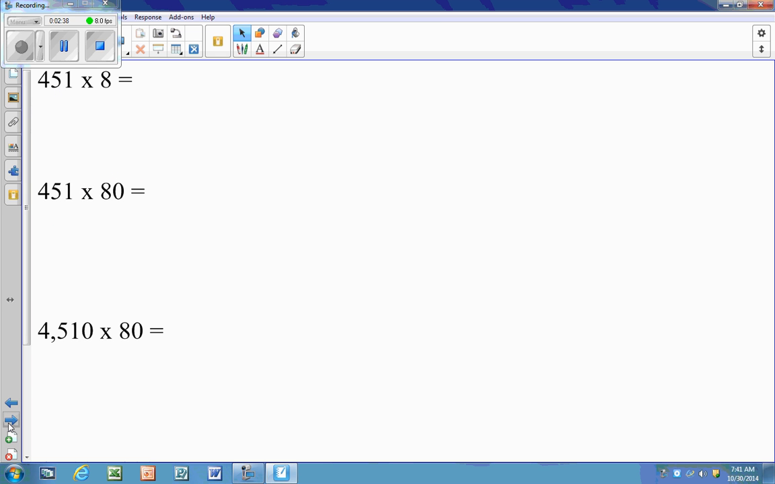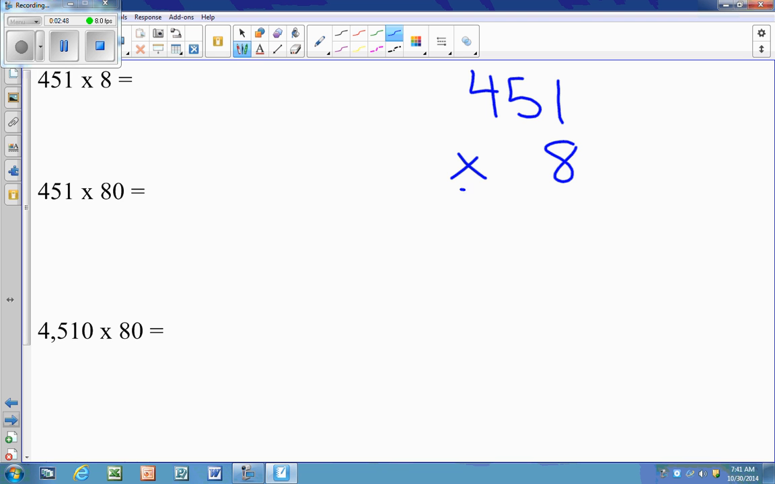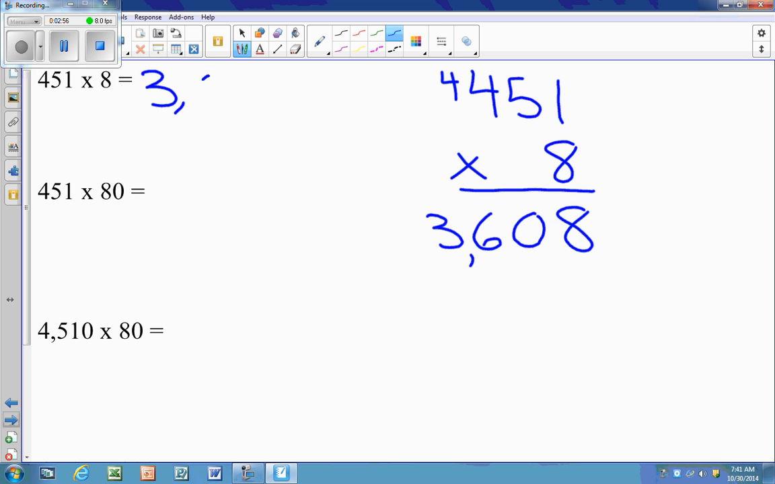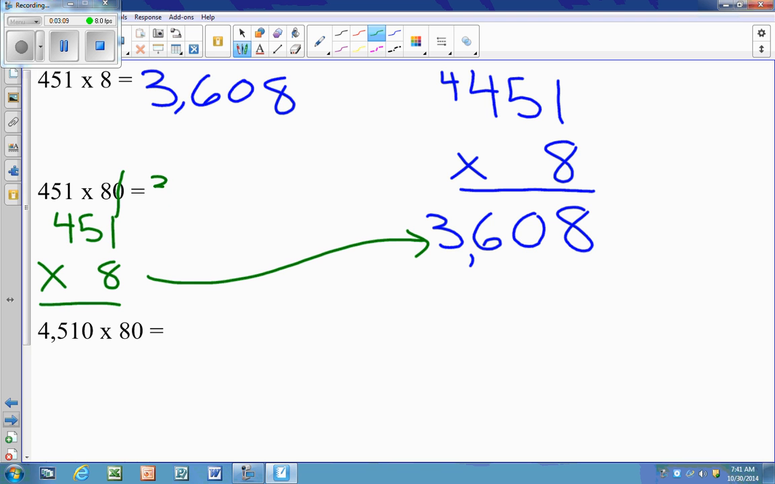Now we're getting into more of the zeros, but with larger numbers, and it works the same exact way. So 451 times 8 is not easy for me to do in my head, so I use my multiplication that I've learned. And I have the fact right here of 3,608. So now I go to the next problem. I cross out my zero, and I notice that my fact is once again 451 times 8. So since I already have the answer to that, I can write that down and then put in the 0 that I crossed out. It works the same exact way.